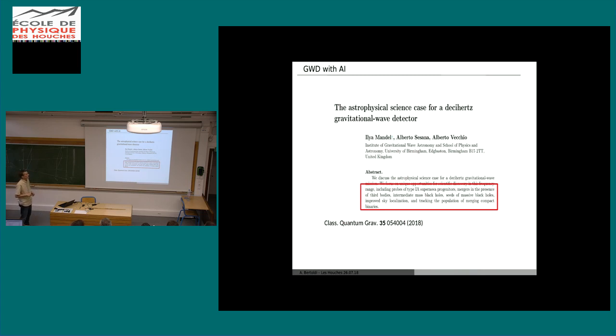where they build up a case for a detector in this band for gravitational waves. One can read the article to find why it's interesting, but in the abstract they speak of the possibility to see signals from type 1a supernova progenitors, mergers in the presence of third bodies. We had the demo this morning. Intermediate mass black holes, seeds of massive black holes, improved sky localization and tracking of populations before giving the relay to LIGO and Virgo.